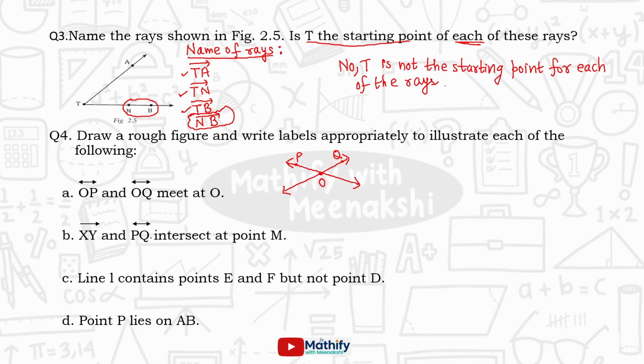XY and PQ intersect at point M. This time this XY is a ray. So let's draw that XY.